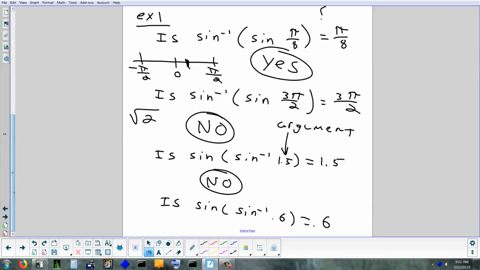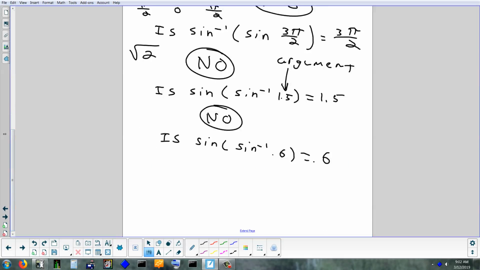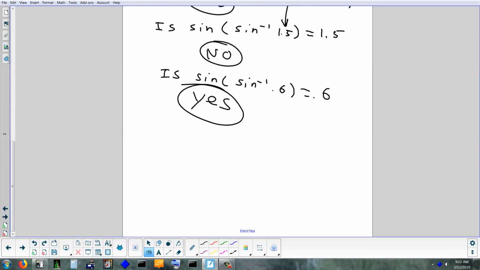And let's check this one. Same setup as the one above it. Regular on the outside, inverse on the inside. And my argument is 0.6. So if I typed all that in, would the calculator give me back 0.6? Yes, it would. Okay, so that's one way you could see a question like that on the test.